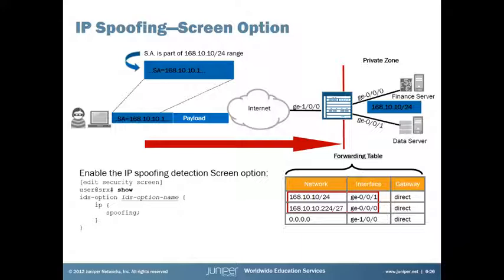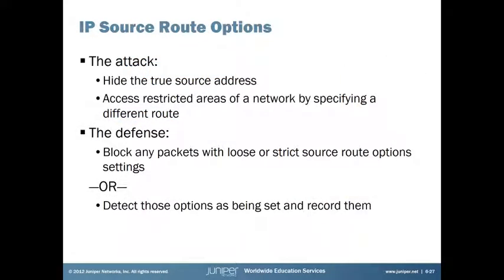So our forwarding table says, hang on, we got that source address on an interface where it would actually be impossible for a packet to have that source address, because those addresses are internal addresses. Therefore, that is spoofing. So we're using these screen options to investigate our forwarding table to sort out whether we've been spoofed or not. This is an IP source route option.